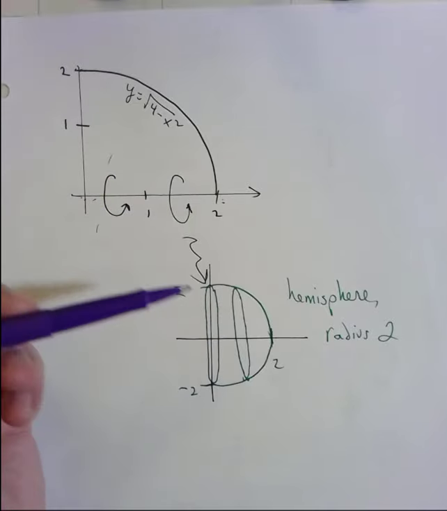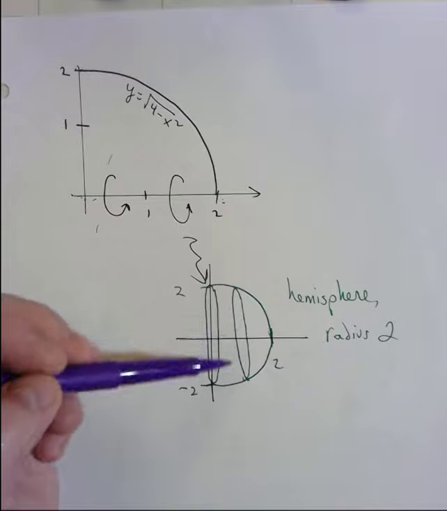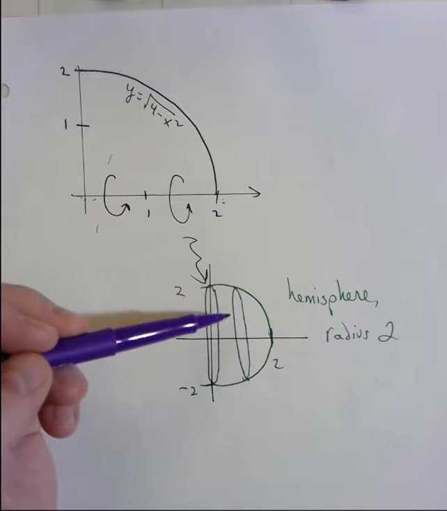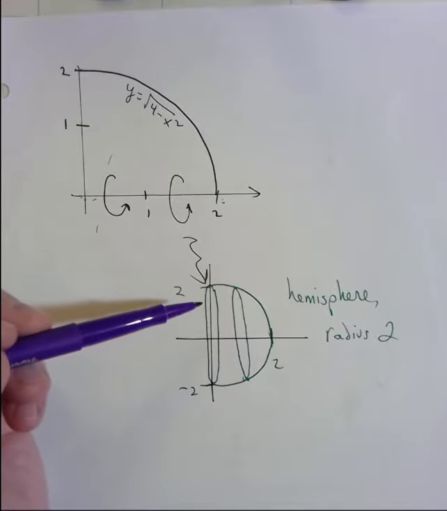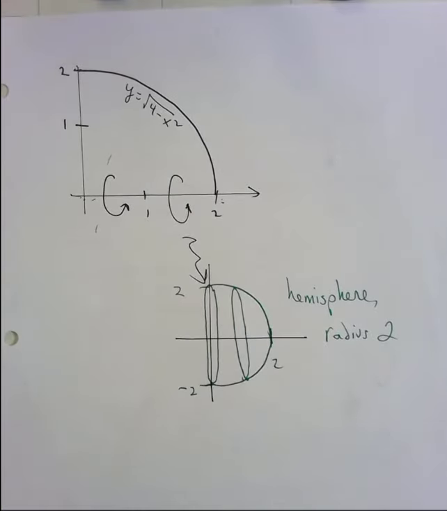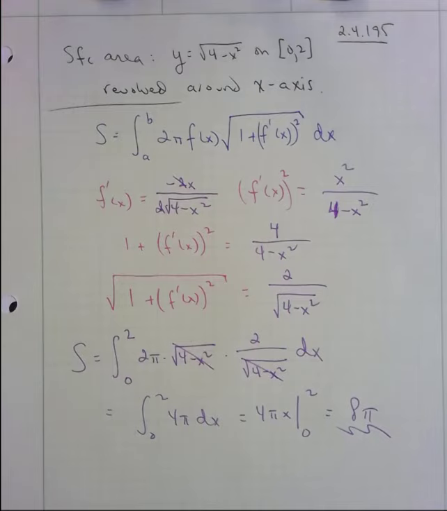And we know the formula for the surface area of an entire sphere, so we could just calculate the entire surface area of that sphere of radius 2, and then chop it in half, and what would we get? Well, we'd end up getting 8 pi. And so that's why that number happens to be so nice.